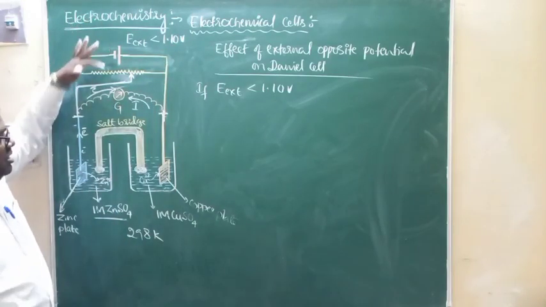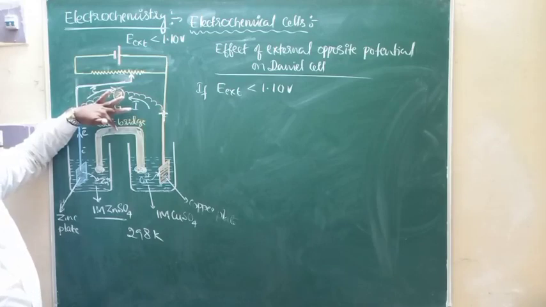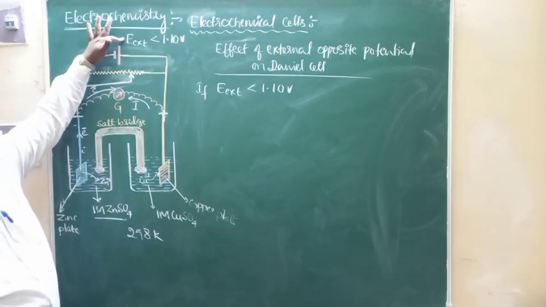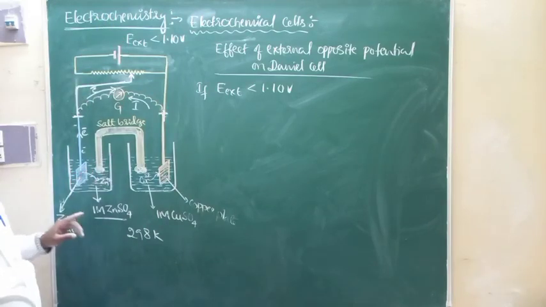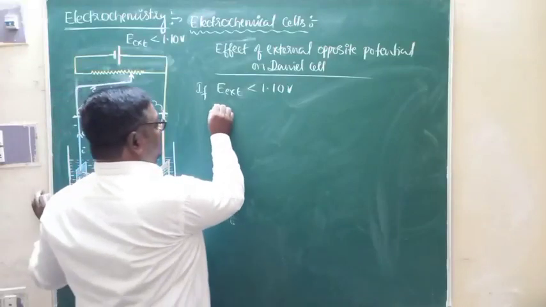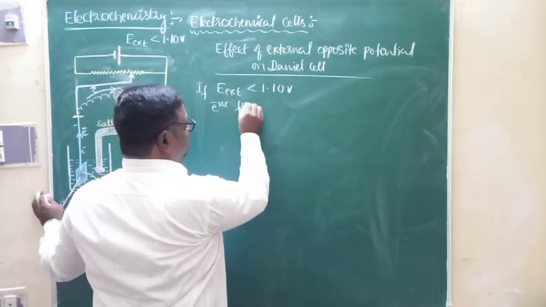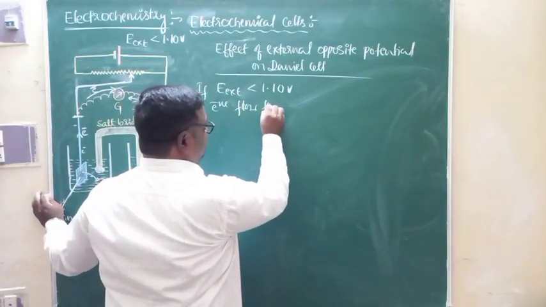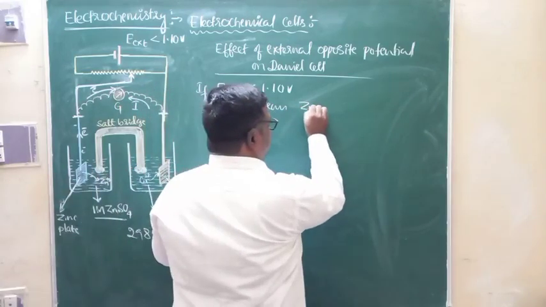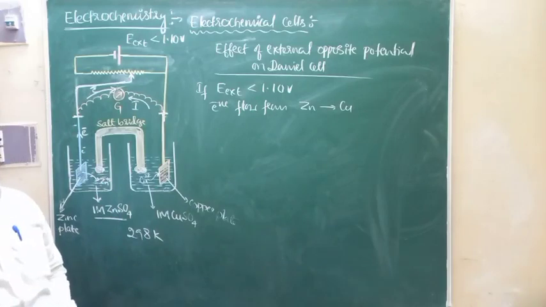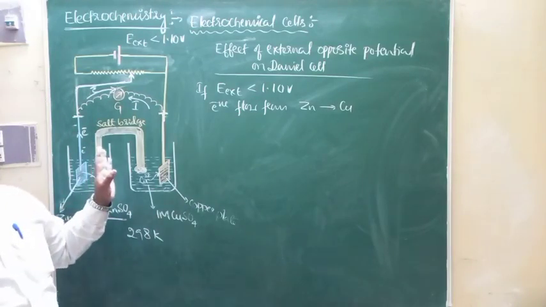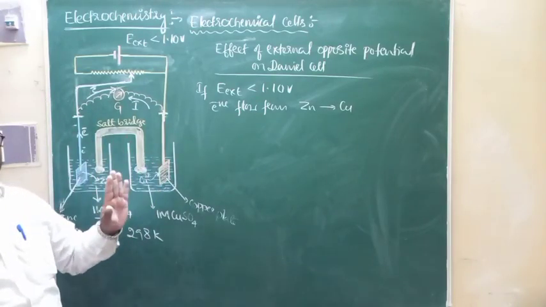the external opposite potential that we apply here, if it is less than the potential difference of the standard Daniell cell, if external opposite potential is less than the standard cell potential of the Daniell cell, then electrons flow from zinc to copper electrode. No change in the direction of flow of electrons. There is no change in the direction of electron flow.